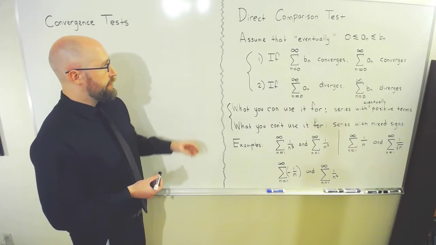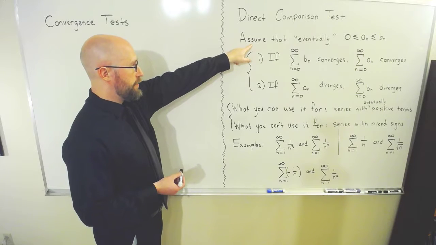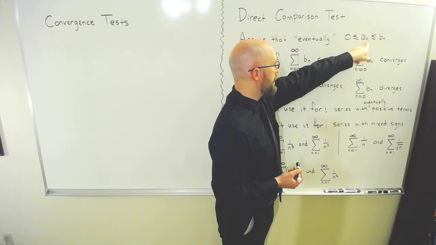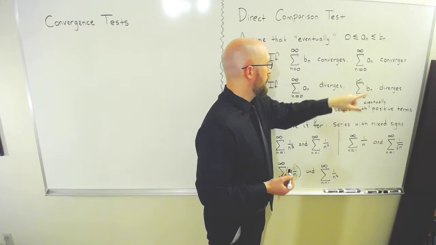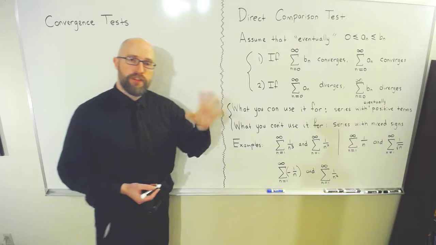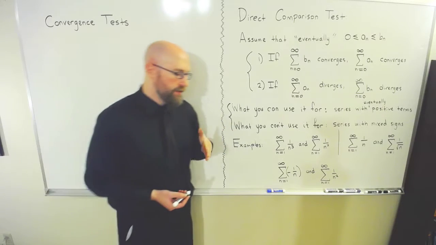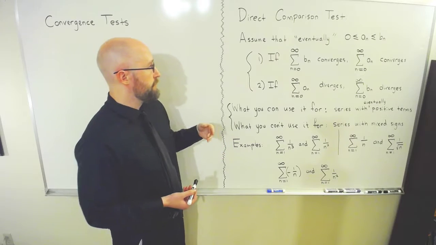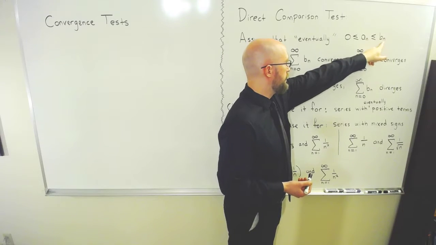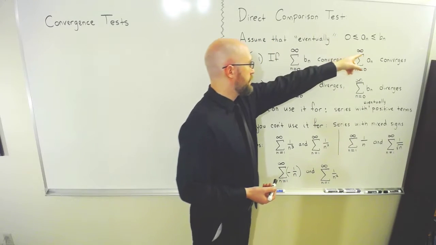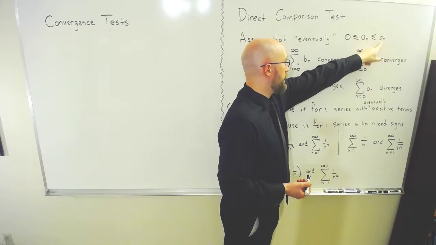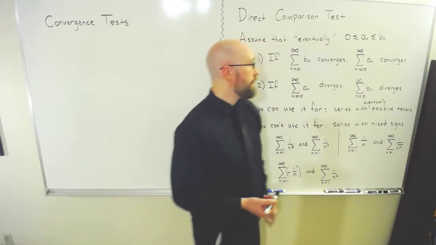Now what the test says is that first there's an assumption here. Assume that eventually you have 0 less than the terms an in one series, and those terms are less than the terms bn in another series. So you have two series, and eventually those terms are non-negative. That's why there's the 0 over here. And also the terms in the second series, bn, are going to be bigger, or at least as big as the terms in the first series.